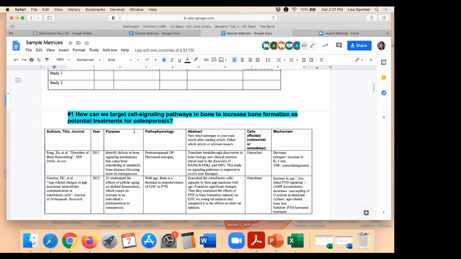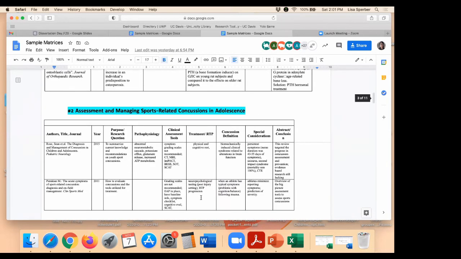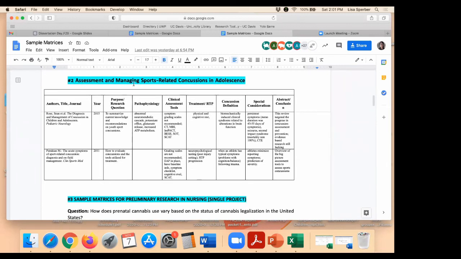Purpose: this person wanted to look at pathophysiology, the cells affected, and the mechanisms to compare those. This person was doing assessment and managing sports-related concussions in adolescents. So for that topic, it was particularly important to look at the variety of clinical assessment tools that were being used, because that was going to change the outcomes. The treatment, for this particular topic. Variable definitions, if this is relevant to your project, is very useful to look at what definitions are being used.